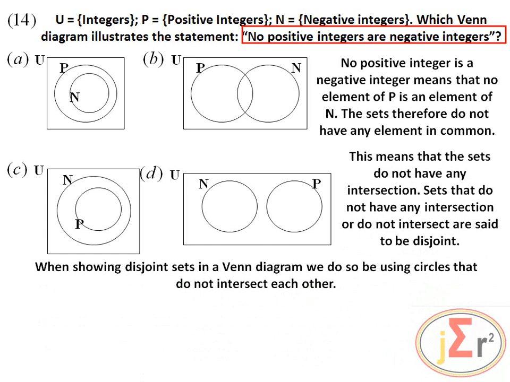When showing disjoint sets in a Venn diagram, we do so by using circles that do not intersect each other. That is the most convenient, that is the best. The clearest indication that sets are disjoint is to separate them like we have right here. The correct answer is therefore option D.